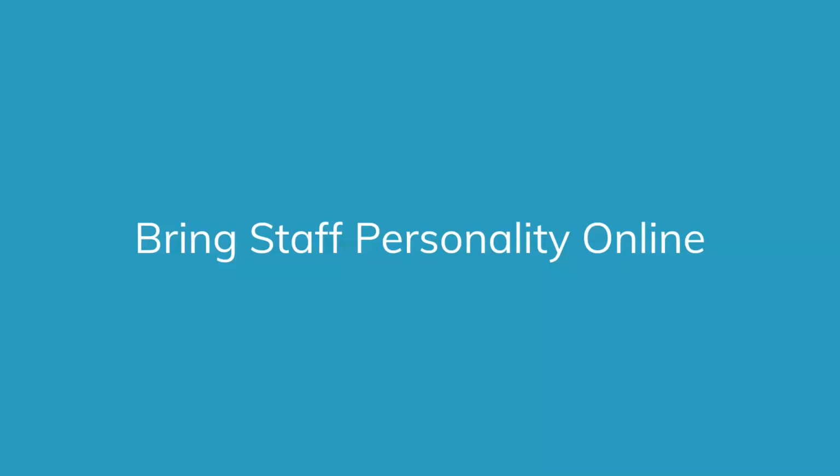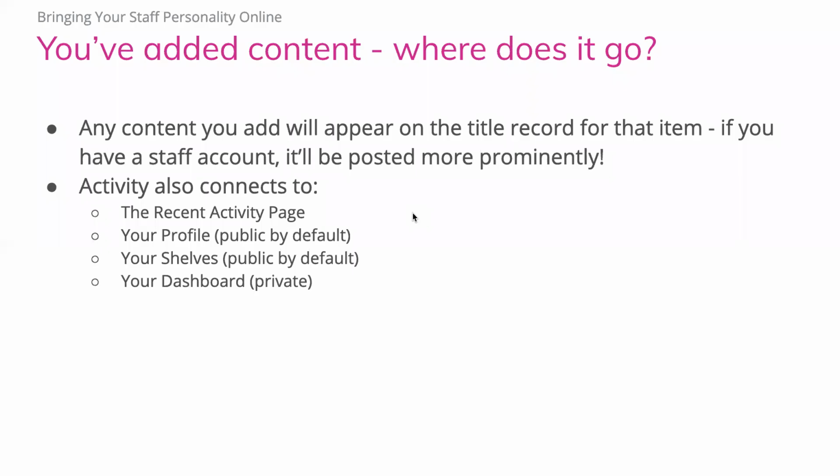So now that you've added content, where does it go? Any content you have will appear on the title record for that item. So if you have a staff account, it's going to be posted more prominently. You can start thinking about your staff account strategy closer to launch about who you want to represent your library.